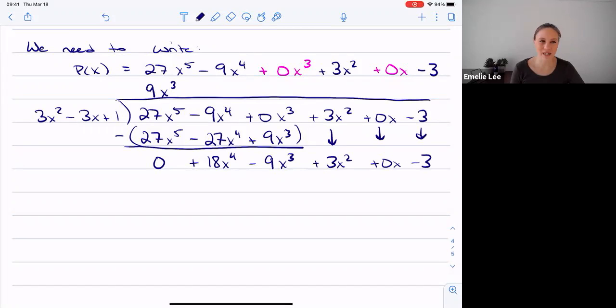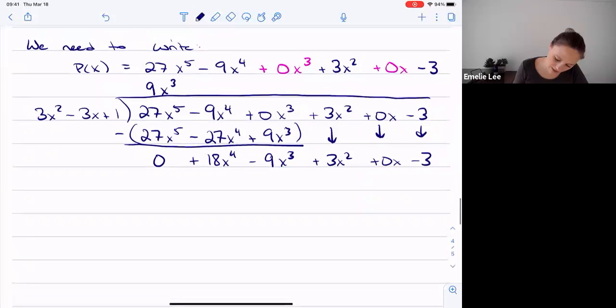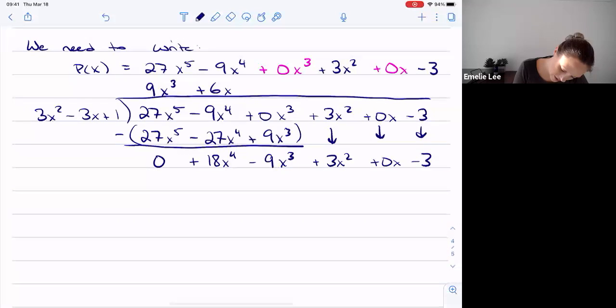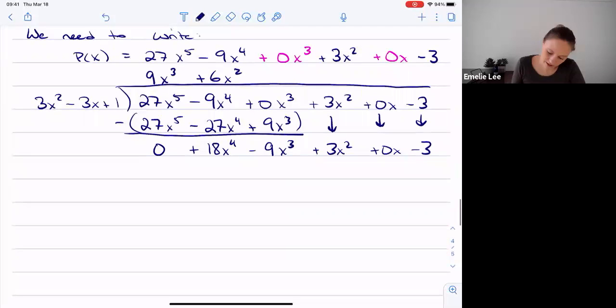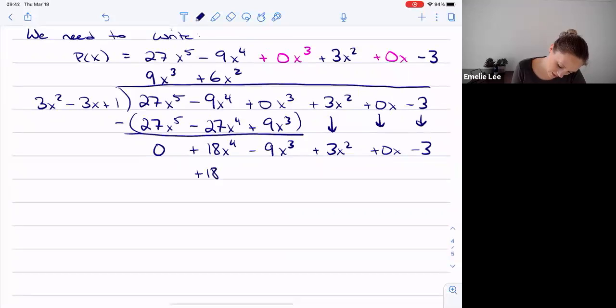So now 18x to the 4 divided by 3x squared. So 18 divided by 3 is 6. So plus 6x, 4 minus 2 is 2, right? But notice our powers are going to start at x to the 3 and then decrease by 1 until we're finished, right? So 6x squared times 3x squared should put you at 18x to the 4th. And then 6x squared times negative 3.